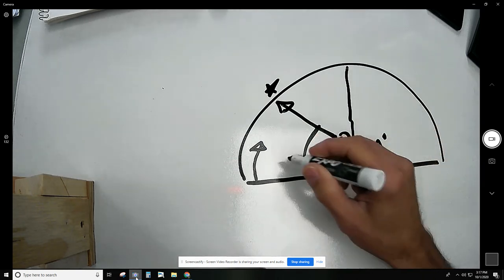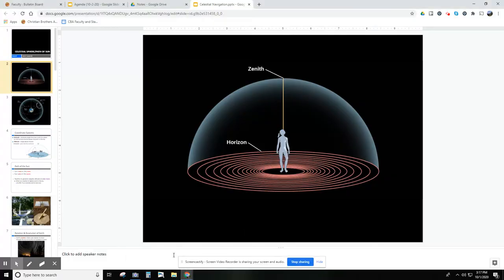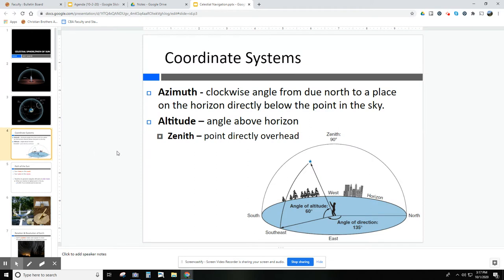So altitude is a measurement above the horizon. It says here, altitude is the angle above the horizon, and you can see that in the diagram here. If we wanted to pinpoint the location of something on the celestial sphere, we'd give it an altitude, a degree measurement from 0 to our maximum of 90. So that's the first coordinate, an angular measurement up.